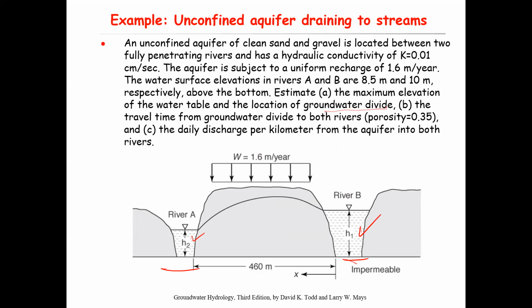That is the D. The second part of this question is the travel time from groundwater divide to both rivers. Wherever the groundwater divide is, let's say for example it's here, the question is what's the travel time from here to river B or from here to river A, assuming the porosity is 35%. And the third part of the question is the daily discharge per kilometer from the aquifer into both rivers.